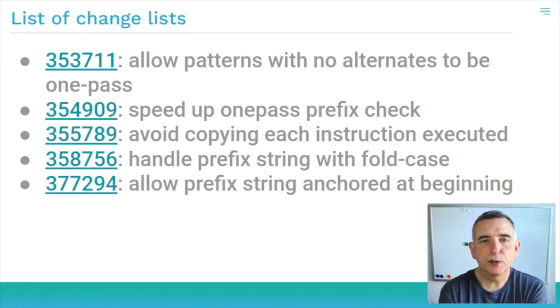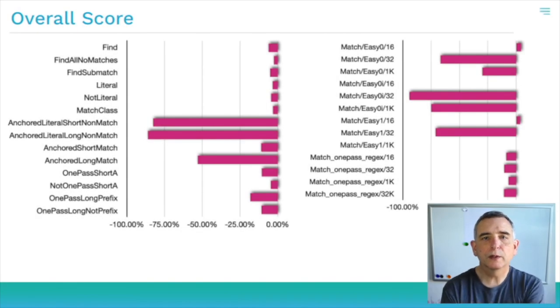So over the last few months, I've carried on looking at the Go regexp code and posted a total of 5 CLs to the project. They're all listed there, and it's time for the big reveal. These are the benchmark results. What we're looking at here is the benchmarks that were already written for the regexp package.